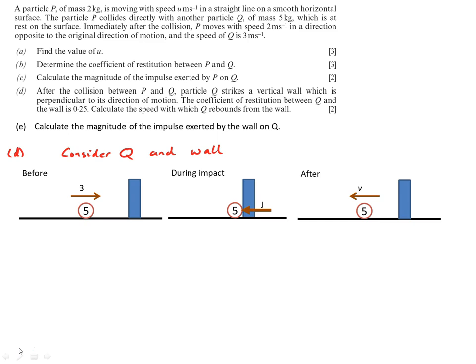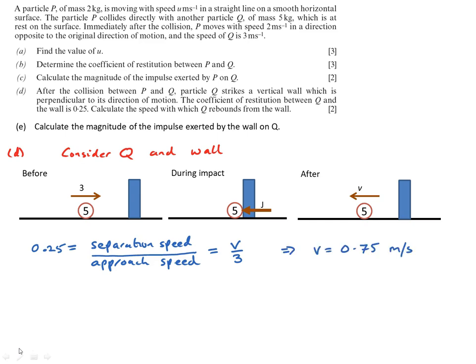The restitution equation says that the coefficient of restitution between Q and the wall, which is 0.25, will be the separation speed divided by the approach speed. The separation speed is v, the approach speed is 3, so we've got v over 3 must equal 0.25, so v must be 0.75 meters per second. So Q rebounds from the wall at 0.75 meters per second.